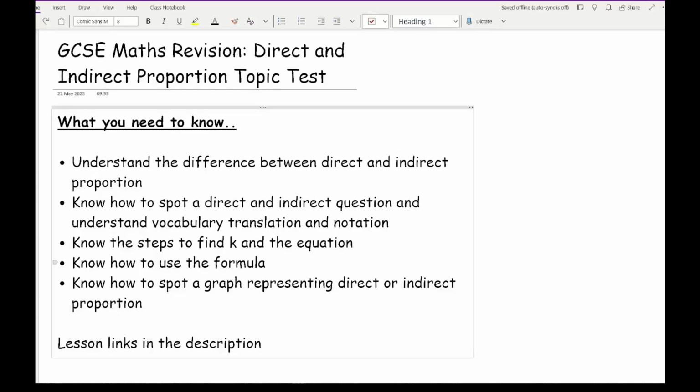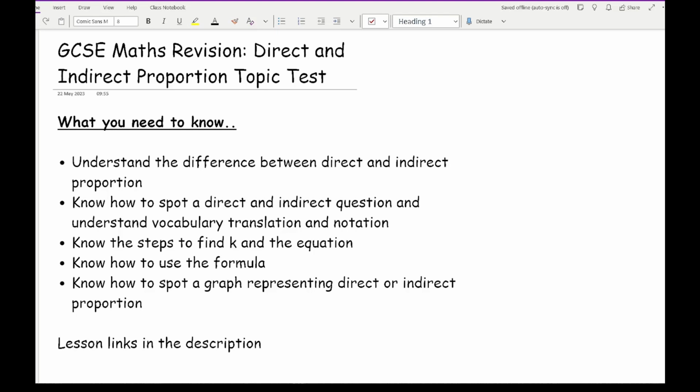Now before we get started working through some past exam questions related to indirect and direct proportion, let's just have a quick overview over what it is you actually need to revise. Now in all of these aspects, if you're not sure about any of them, I will include links to lessons which go through each of these things in more detail in the description below.